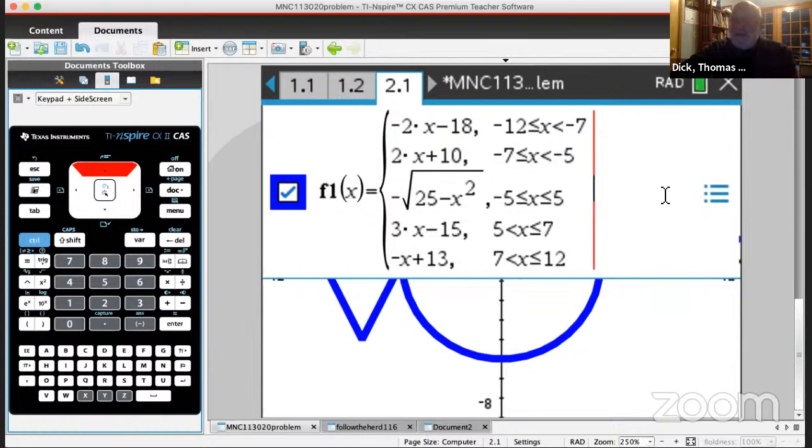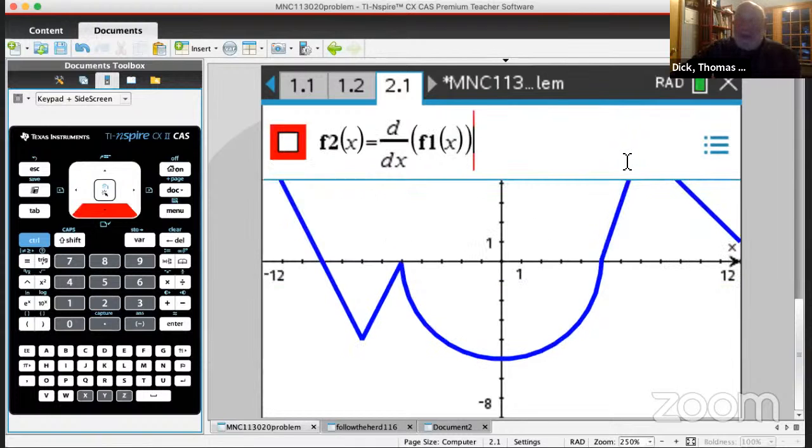It had 5 different pieces. 4 of them are line segments. So you see 4 linear function formulas. And then that middle one is that bottom half of the circle of radius 5 centered at the origin. So this is just showing how that's formatted. It took a while to enter. But once you have that analytic form, it does allow you to do things such as define the derivative.